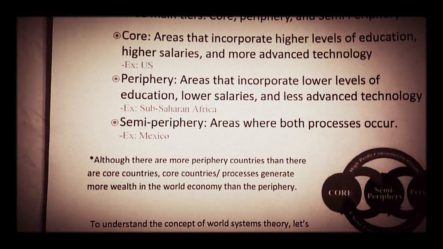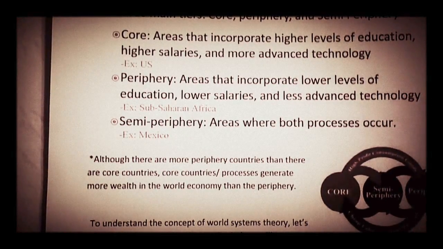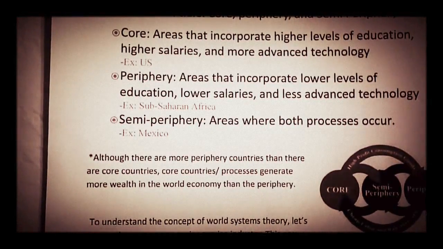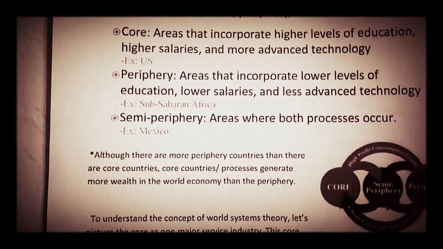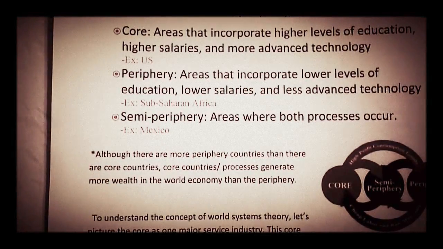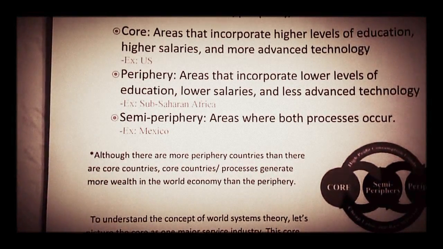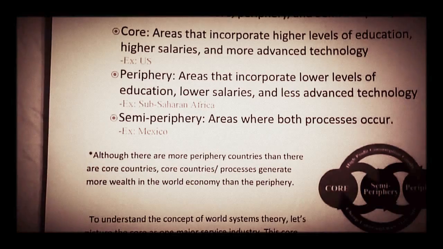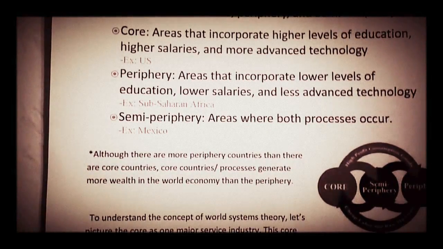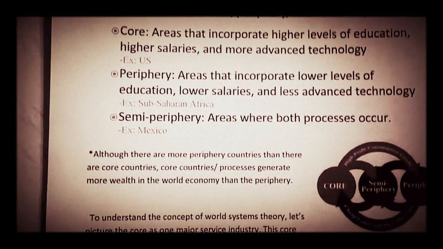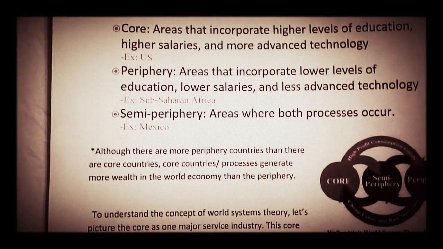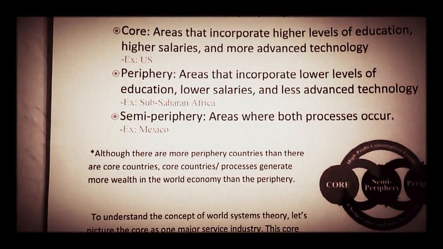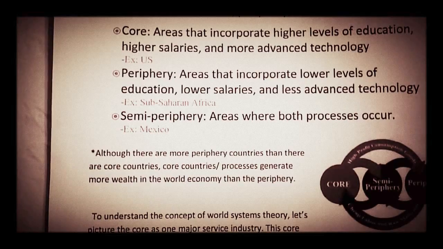Periphery areas incorporate lower levels of education, receive lower salaries, and have access to less advanced technology. An example of such would be sub-Saharan Africa. Semi-periphery are areas where both processes occur. An example of this would be Mexico. Side note, although there are more periphery countries than there are core countries, core countries generate much more wealth in the world economy than the periphery.